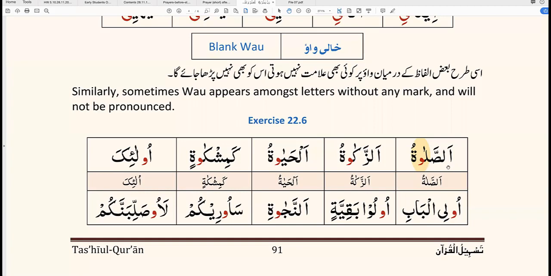As-salatu. As-salatu. Mashallah, very, very nice pronunciation on the sad. You really pressed down just right on the sad. So you paid attention to the tashdid, and the timing was lovely. Okay, let's move on here.